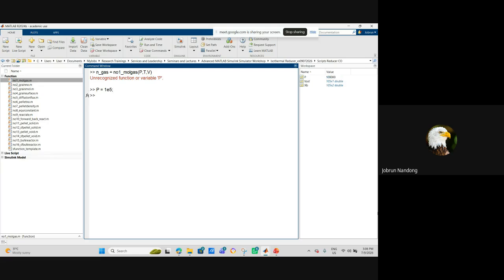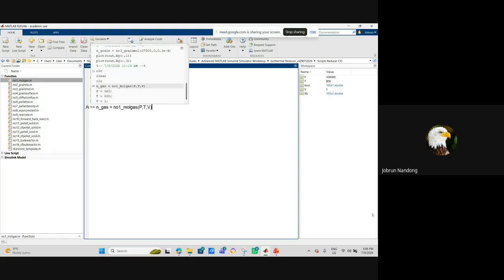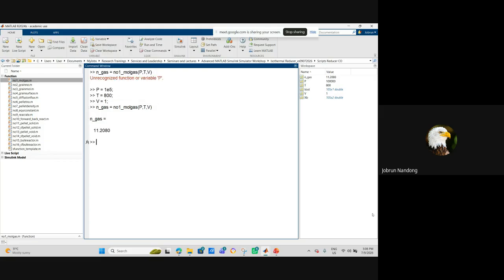And then the temperature. For our case, our temperature is quite high. Let's say we use around 800 degrees Celsius. For chemical looping, the reducer runs around 800 to 900 degrees Celsius. Then you can type V here. Let's say you want to look at 1 meter cubed, for example. Now we can just press page up to move back to that one. So that gives you 11.2 mole. The amount of gas is 11.2 mole.